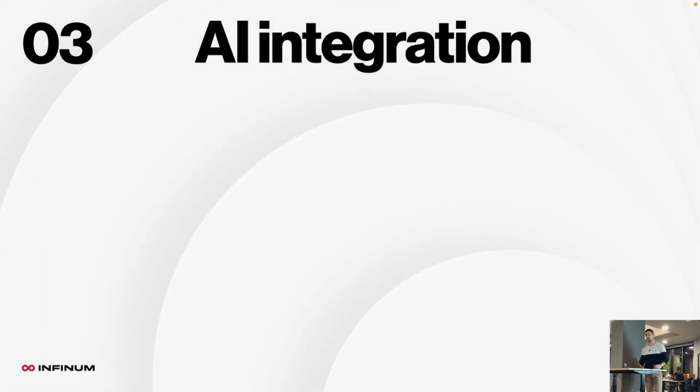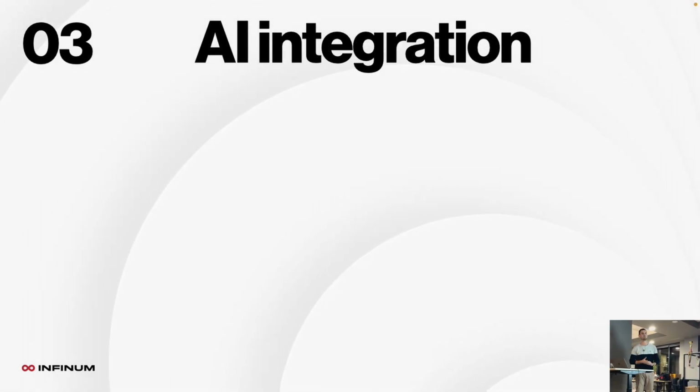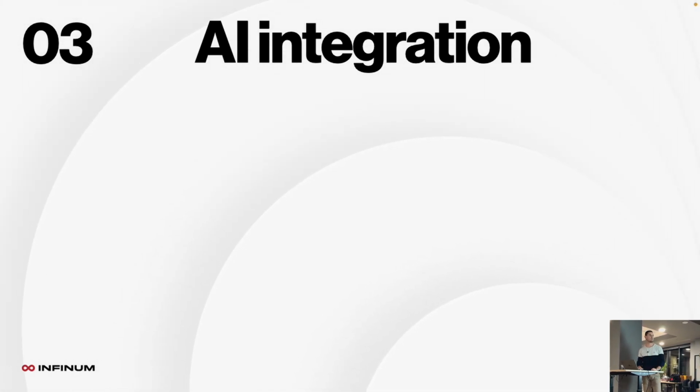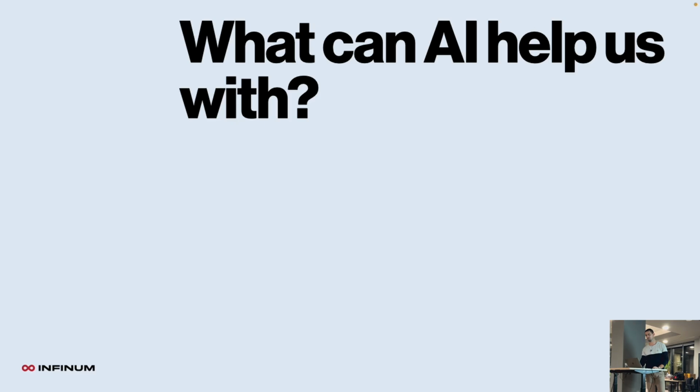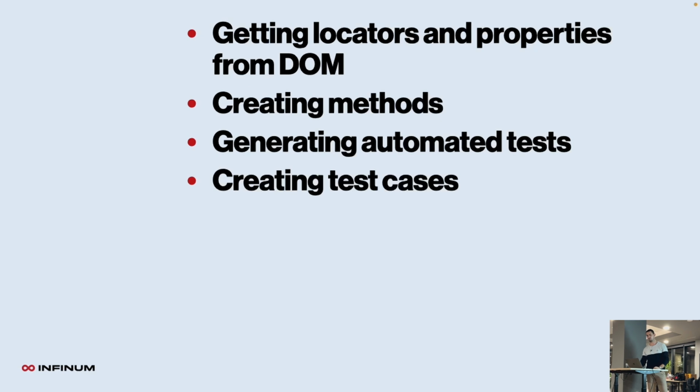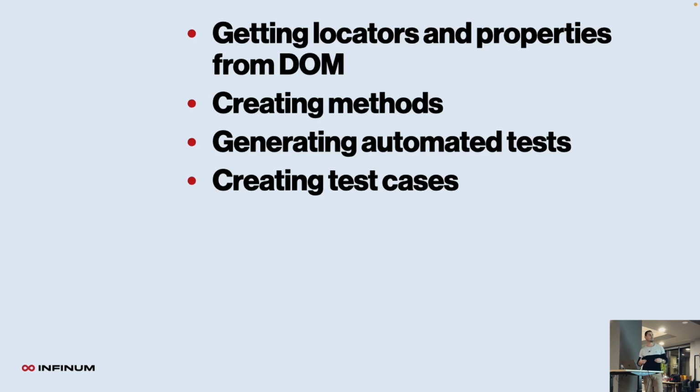Now I will jump to AI integration and explain why we decided and how we deduced what we want to accomplish with AI to help us in our framework. So what can AI help us with? The first step when we want to write automated tests is to get locators and properties. Then we want to create methods. And once we have that, we might want to create automated tests. And, not that much related, we also have the idea that test cases can be generated using AI as well.